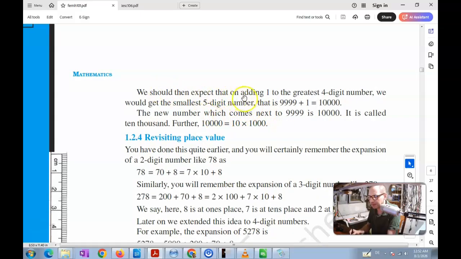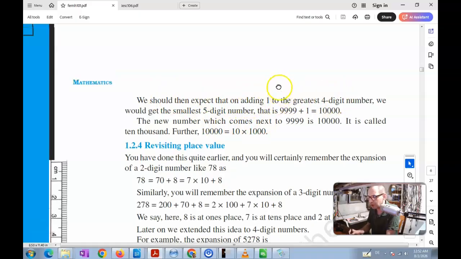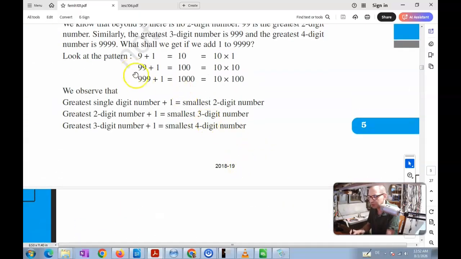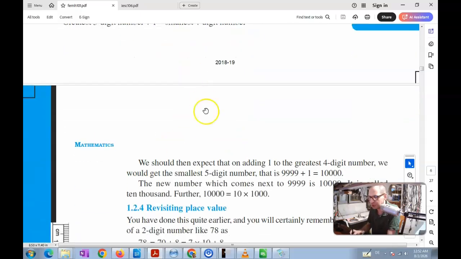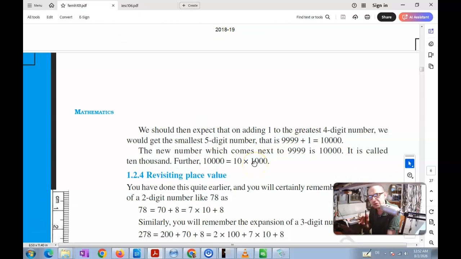And then the greatest 4-digit number, which is essentially 9,999. If you add a 1 to it, you'll get 10,000, which is the smallest 5-digit number. So the new number that comes next to 9,999 is 10,000.